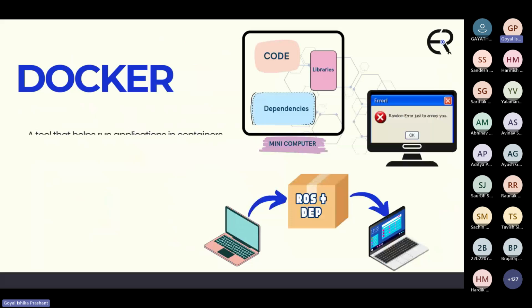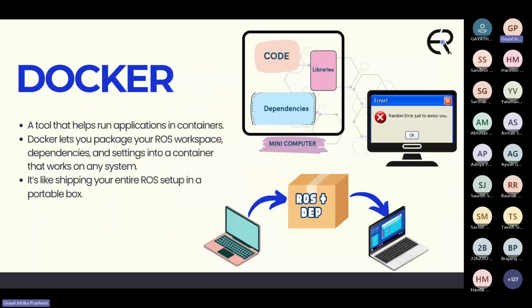Now, what is a Docker? A Docker is a tool that helps us run applications in containers. So, what is a container? A container contains the code, the libraries, and dependencies associated with an application. It is basically a mini computer. So, what a Docker helps you with is, for example, if you want to run a ROS container, you can package all of its dependencies and settings into a singular container that can then work on any system. So, you can now ship this container from one system to another and it can work anywhere.